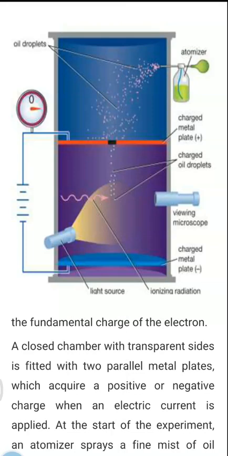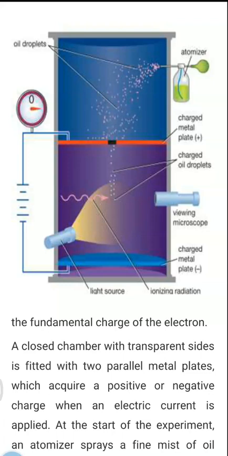Now what he did in his experiment, he took a closed chamber with transparent sides. This chamber had two parallel metal plates. One of the plates is positive and the other plate is negative. Like in this diagram, the red color plate is a positive plate and the blue color plate is a negative plate. Now at the start of the experiment, an atomizer, which is in the green color here, sprays a fine mist of oil. Under the effect of gravity, these oil droplets will start coming downward.